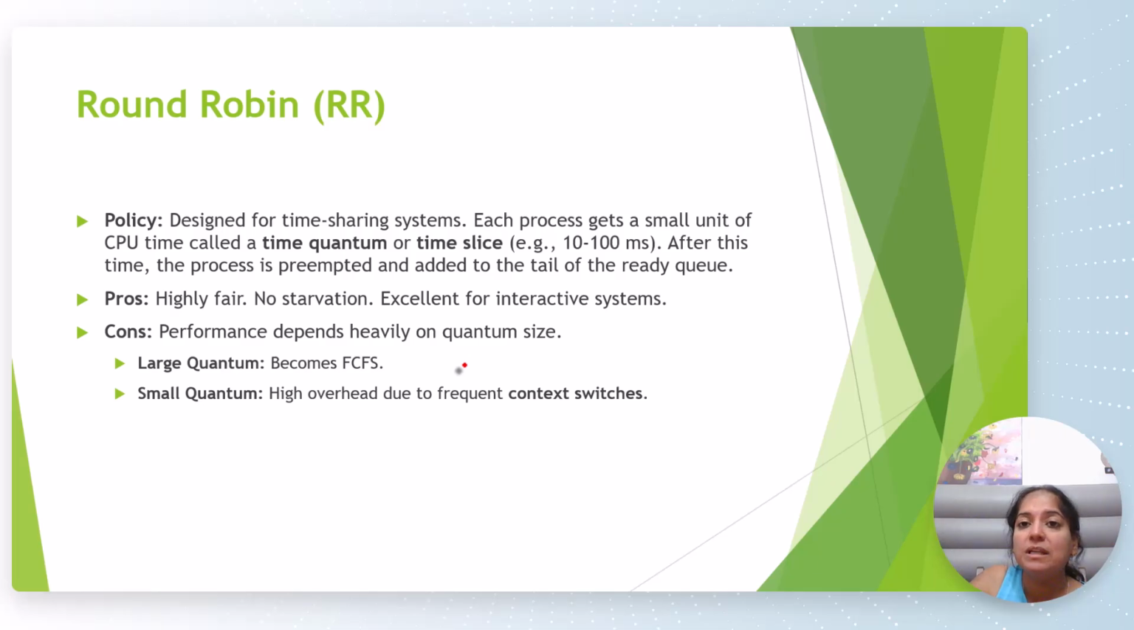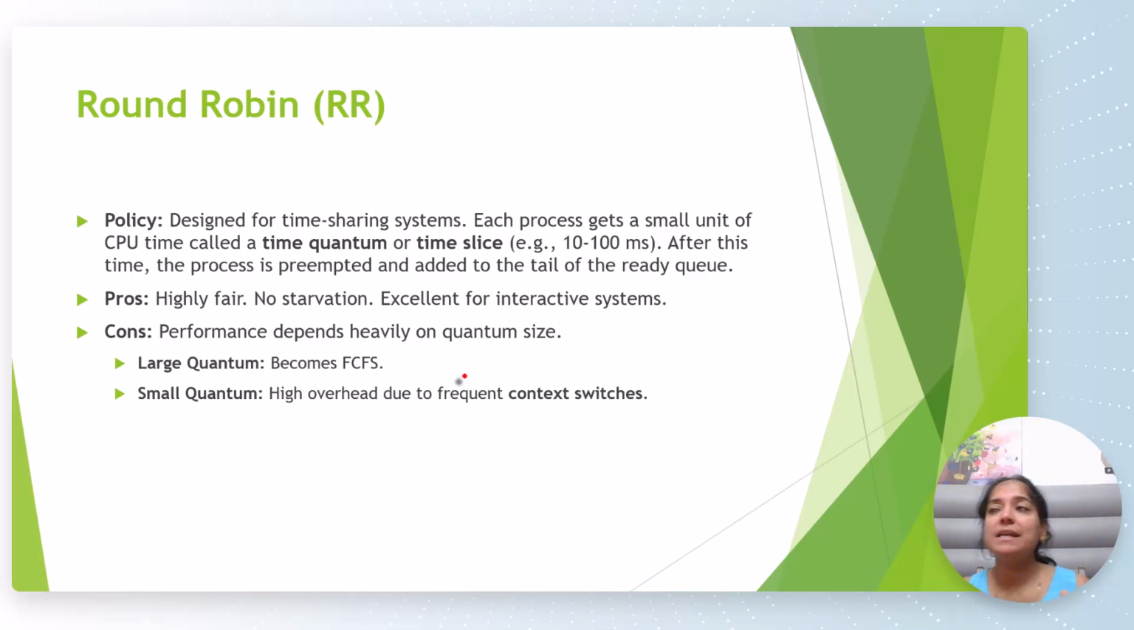Then next comes round robin scheduling. In round robin scheduling, a time quantum, a time slice, is assigned to the CPU. The CPU can execute each process for that certain time slice. If after this time the process is not complete, it will be preempted and the next process will be added, right? So it is highly fair. There is no starvation because every process will get the time slice for its execution. It is very good for interactive systems.